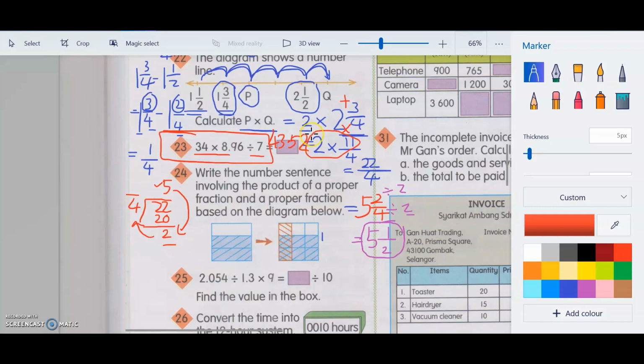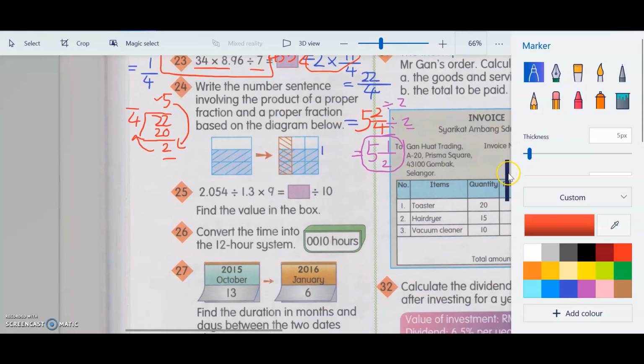Actually I wanted to do 24. Let's do 24 first, then we call it a day. Write the number sentence involving the product. Now you see product. Product means hasil darab. So when you see the word product, that means you have to times a proper fraction and a proper fraction based on this diagram.